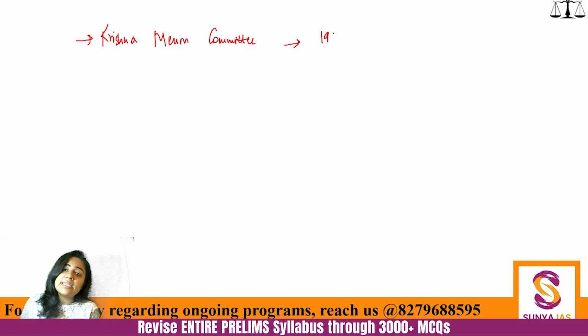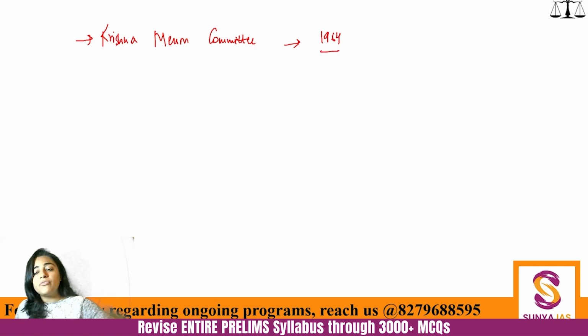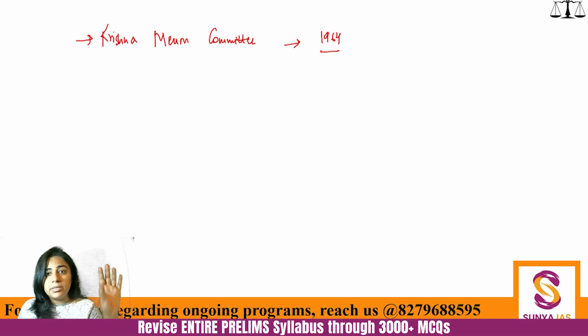For example, the Estimates Committee and the Department Related Standing Committees were formulated on the recommendations of the Rules Committee. Similarly, the Committee on Public Undertakings was made on the recommendation of the Krishna Menon Committee, and the year was 1964. Much before the Department Related Standing Committees. The year was 1964. How can you remember this?